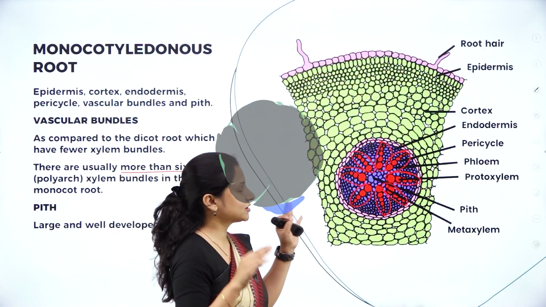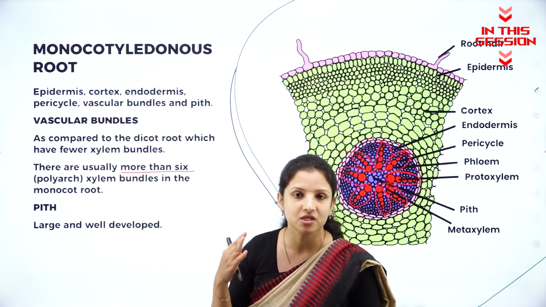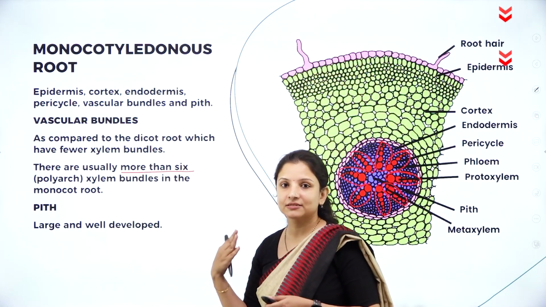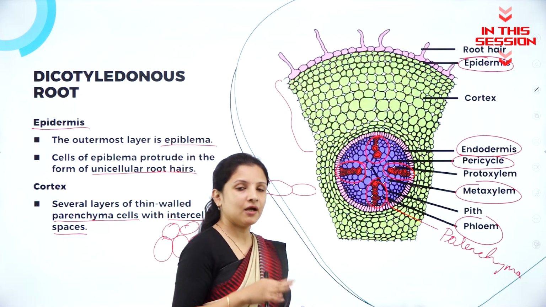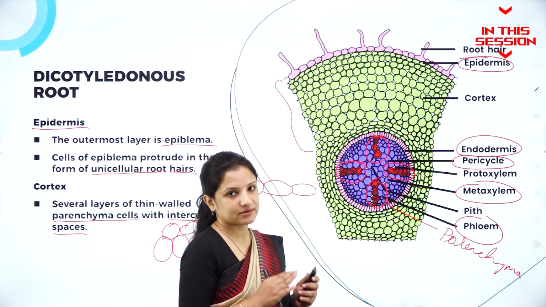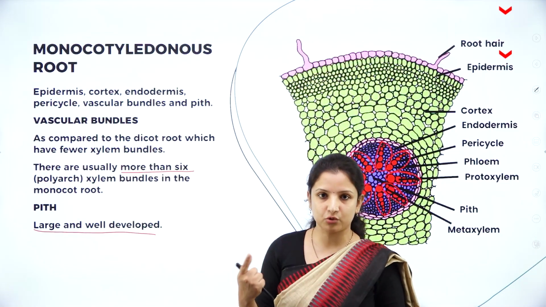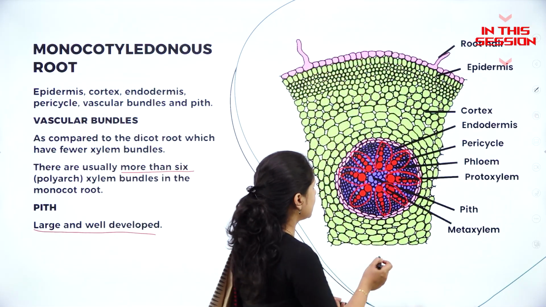In the monocots, the xylem will be more, wherein they'll have the polyarch xylem condition, that is, more than 6 xylem will be present. Dicots usually have 4 xylem and therefore 4 phloem patches. So this is one of the characteristic features of dicot root. In dicot root, the pith was inconspicuous, very small. But in monocot root, it is large and well developed.